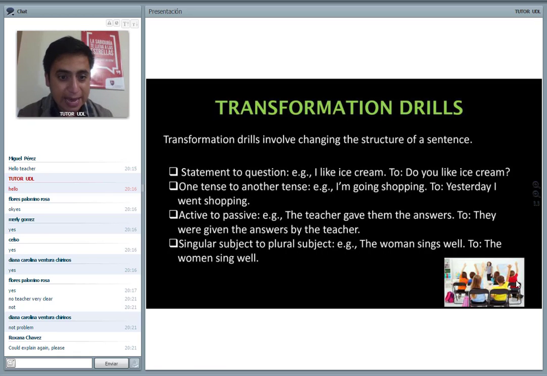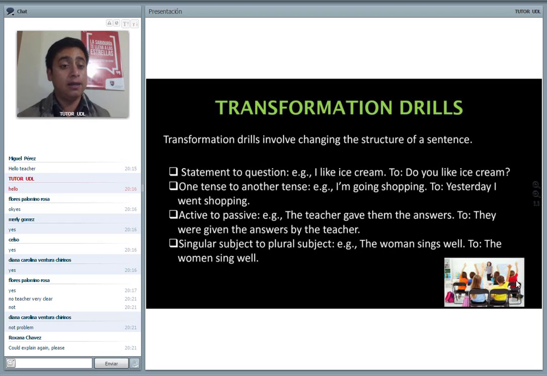Another one, from active to passive. The teacher gave them the answers. So the other person or student will say, they were given the answers by the teacher. So in this case, you are changing from active to passive voice. That's transformation. Maybe when you use from singular to plural as well, that is transformation because it's not the same. So you will say, the woman sings well, so maybe somebody else will say, the women sing well. Okay? That's transformation.